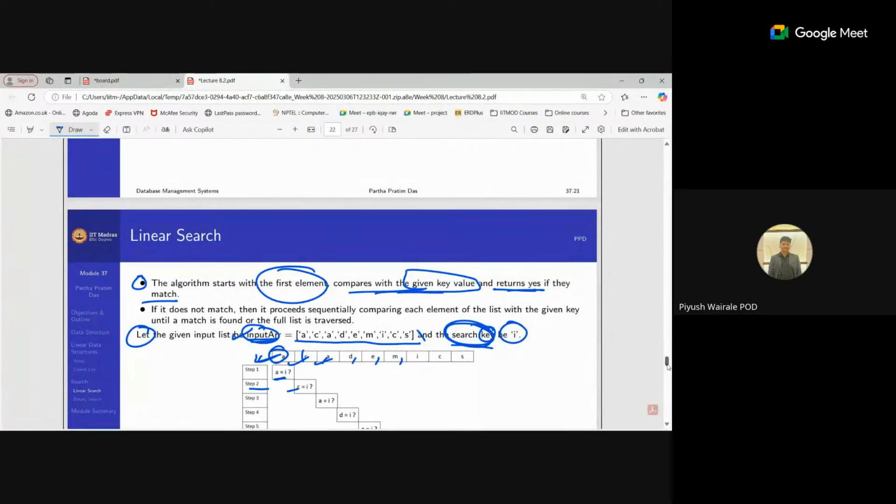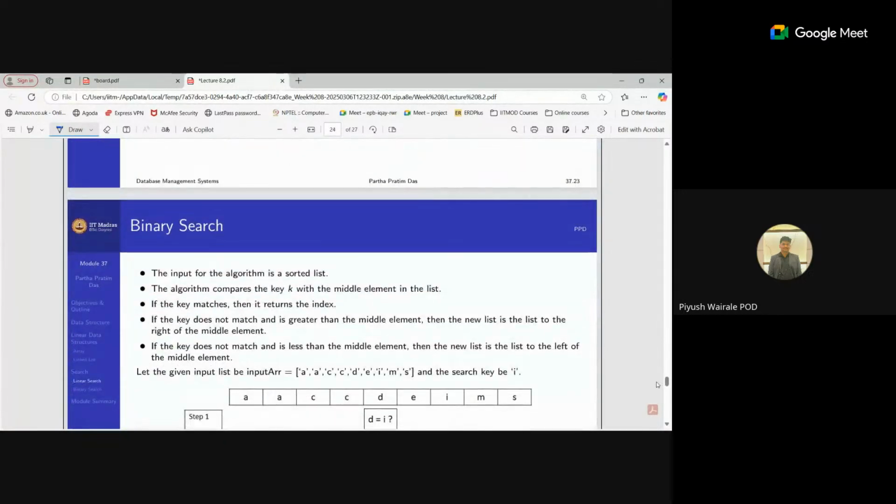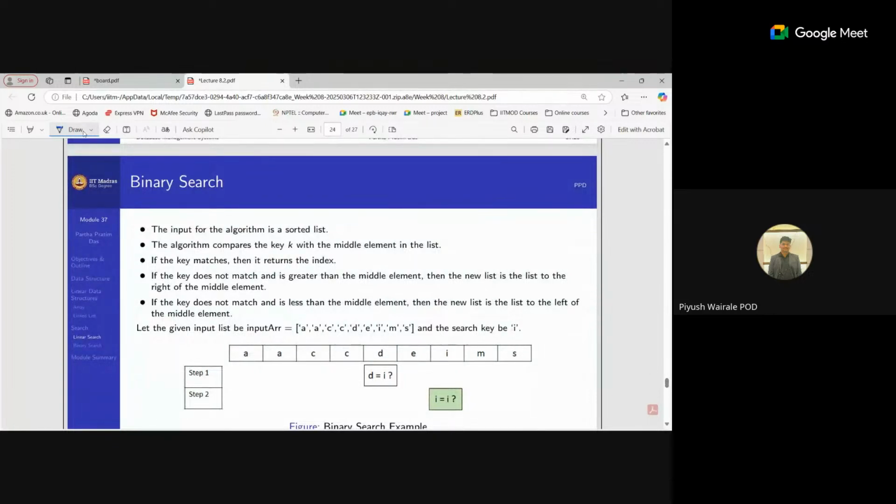So binary search is applicable only in the case where we have a sorted array. You can see here, in the case of binary search, the input for the algorithm is a sorted list only. If the list is not sorted, then first we need to sort it in ascending order, and then we can apply binary search, right? Otherwise, we cannot apply binary search to an unsorted array. Okay. Now, how does this algorithm work?